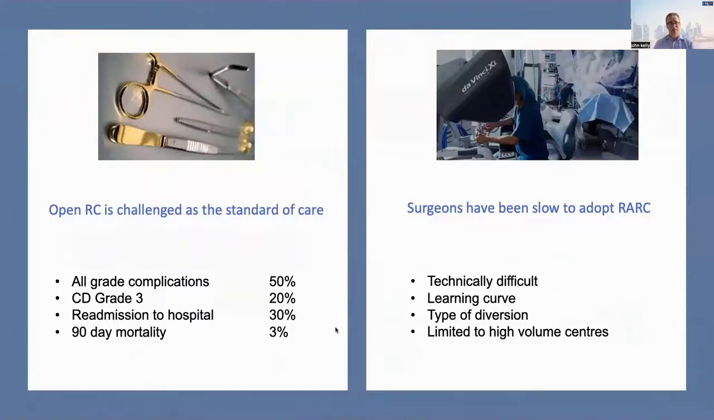Open radical cystectomy has been the standard of care for quite some time, and in some areas remains that today. However, it's a morbid procedure. Readmissions to hospital are as high as 30% and 90-day mortality as high as 3%. On the other hand, robotic radical cystectomy has been around now for more than 10 years. It is, however, technically difficult. There's a long learning curve, and the type of diversion makes it even more complex. As such, adoption has not been the same as, for example, robotic radical prostatectomy.